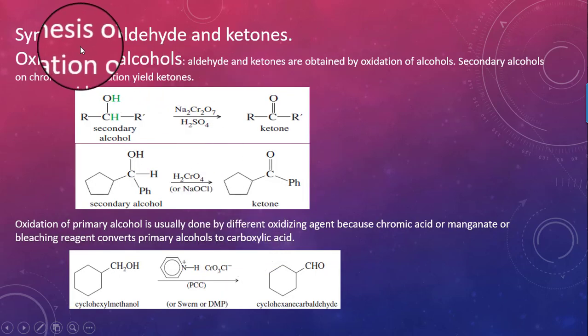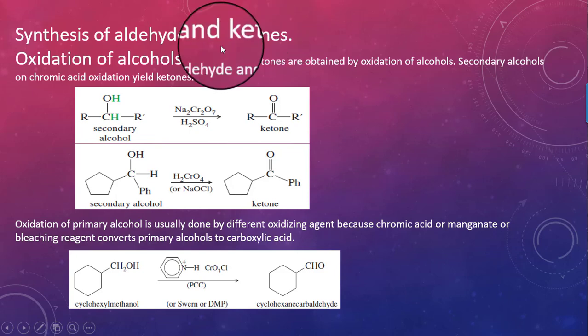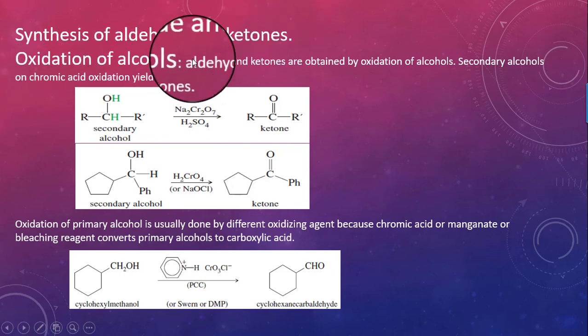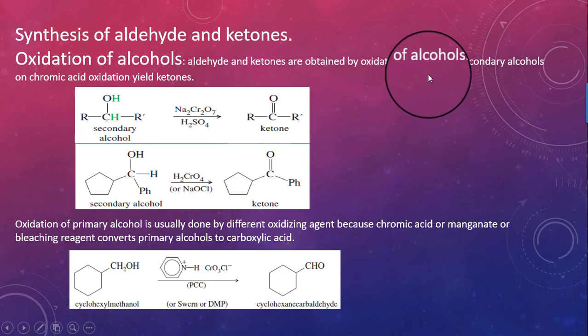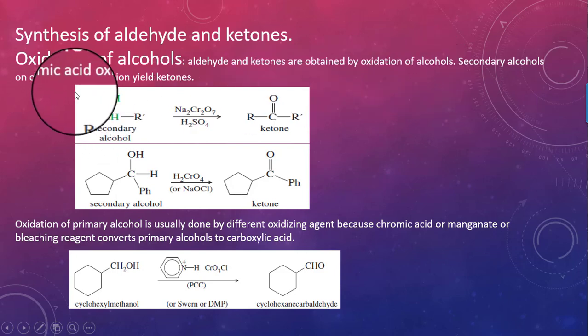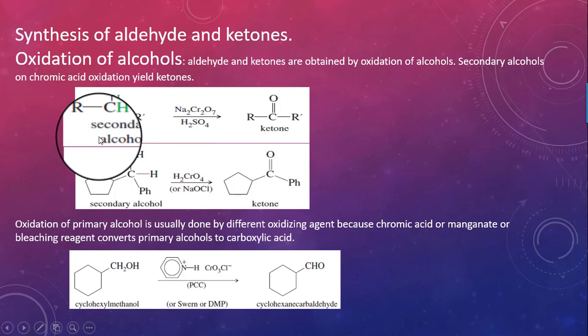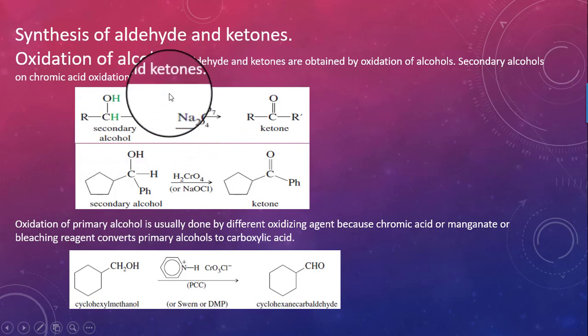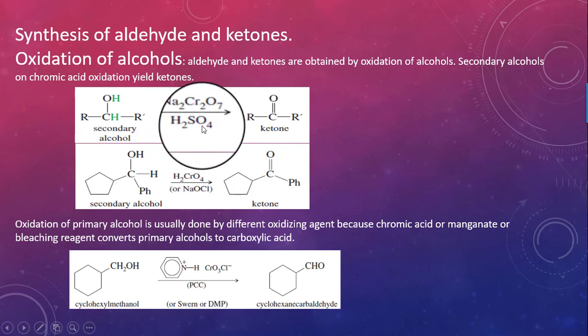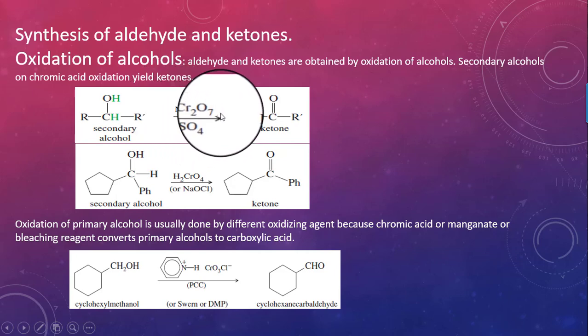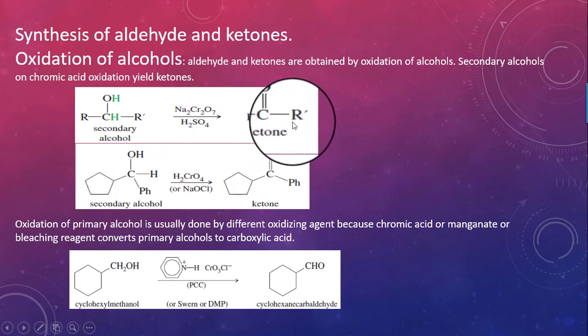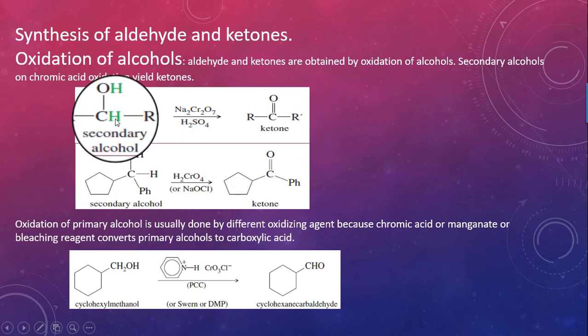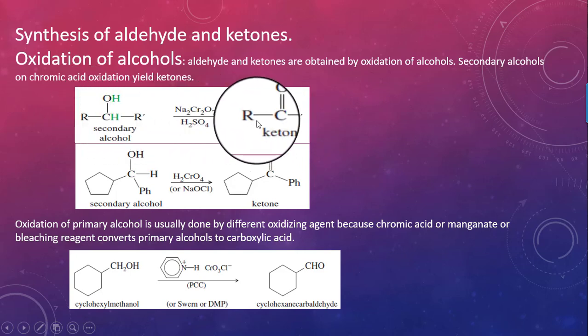Now we move towards the methods of synthesis of aldehydes and ketones. Oxidation of alcohols. Aldehydes and ketones are obtained by oxidation of alcohols. Secondary alcohols on chromic acid oxidation yield ketones. This is a secondary alcohol that will react with sodium dichromate in the presence of sulfuric acid. We will call it chromic acid solution. This results in the formation of a ketone. Oxidation of a secondary alcohol takes place and this results in the formation of a ketone.